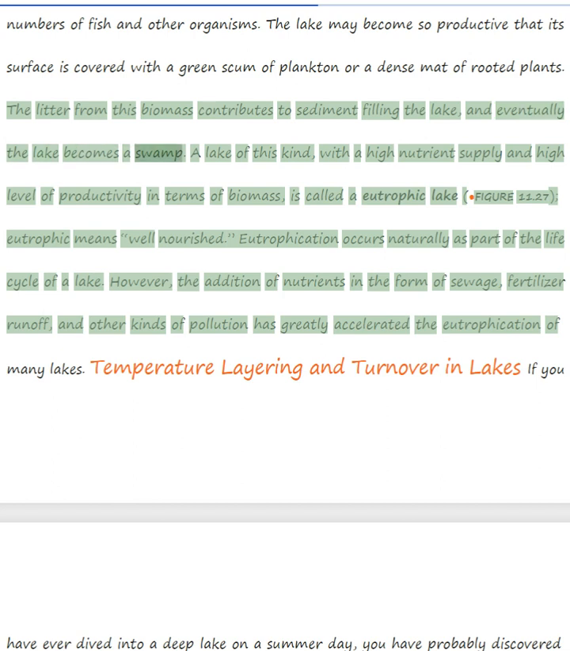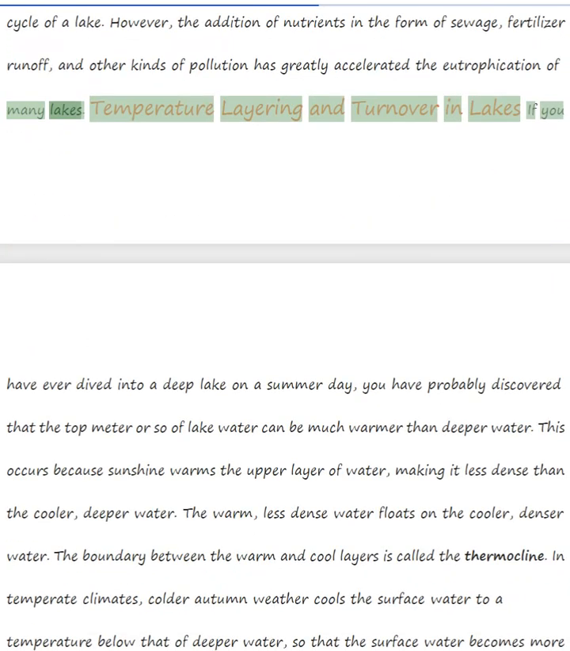A lake of this kind, with a high nutrient supply and high level of productivity in terms of biomass, is called a eutrophic lake. Eutrophic means well-nourished. Eutrophication occurs naturally as part of the life cycle of a lake. However, the addition of nutrients in the form of sewage, fertilizer runoff, and other kinds of pollution has greatly accelerated the eutrophication of many lakes.